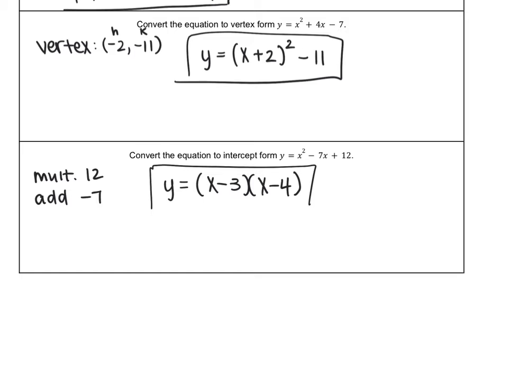If we were to go the other route, where we use Desmos to find the x-intercepts, the x-intercepts are at 3, 0, and 4, 0. So if you're given the x-intercepts and you're writing it in intercept form, you do the opposite of each in parentheses with x. So that's why it's x minus 3 and x minus 4.